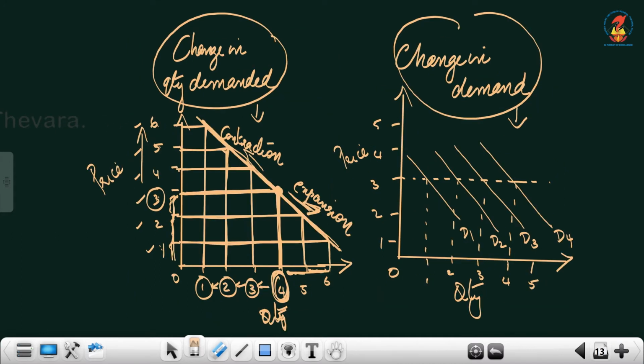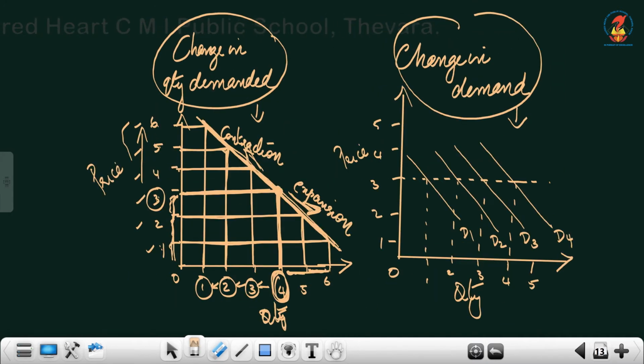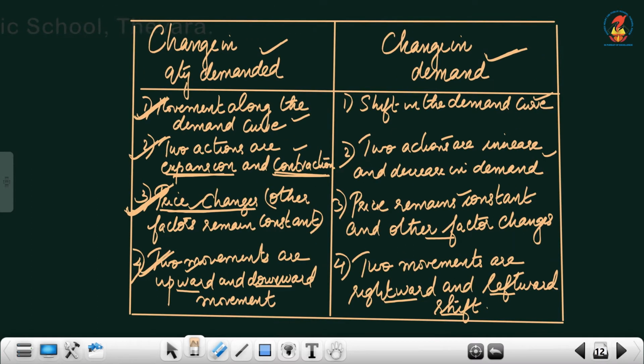So, here you can find expansion as well as contraction taking place on the same demand curve with a change in the price. So, the first three conditions are explained here. Movement along the same demand curve, two actions are expansion and contraction, price is changing, other factors remaining constant. And the two movements are upward and downward movement. That is also clear. Upward movement and downward movement.